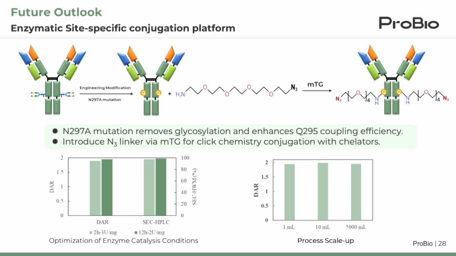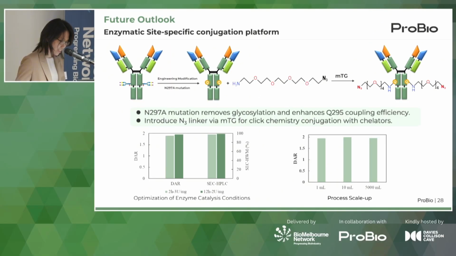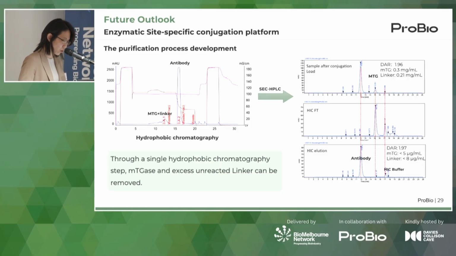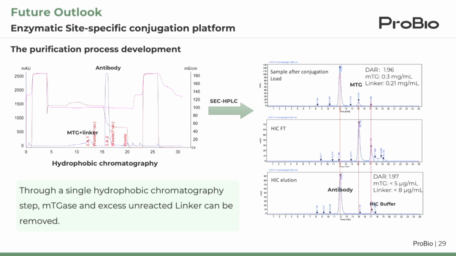At the same time, we introduce the N297A mutation to remove the glycosylation and enhance the coupling efficiency at the desirable site. After the introduction of this linker that contains the azide group, subsequent conjugation of different linker payloads can be realized simply through a click chemistry reaction with the azide. As you can see, the resulting DAR is highly uniform at DAR 2, with pretty high SEC purity, and can be easily scaled up in the lab-scale process. Additionally, we have developed a single hydrophobic chromatography step to efficiently remove the excess enzyme, MTG, and excess unreacted linkers through one-step chromatography purification.